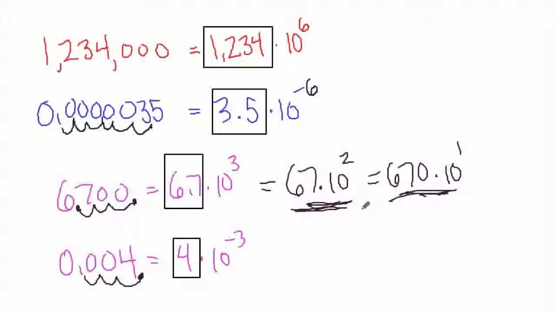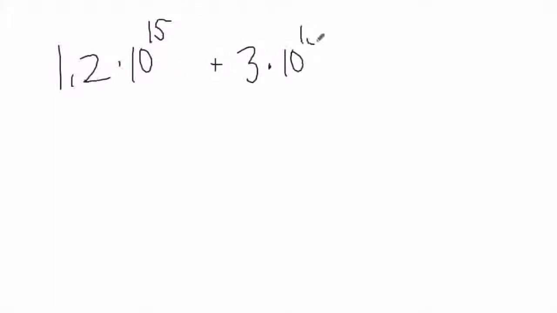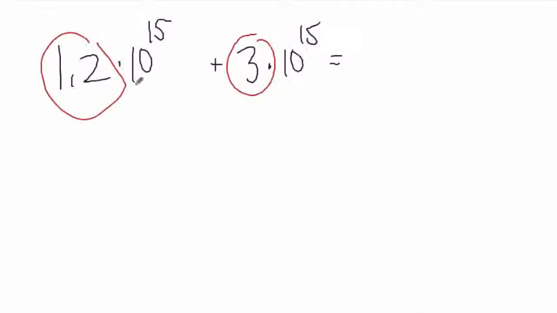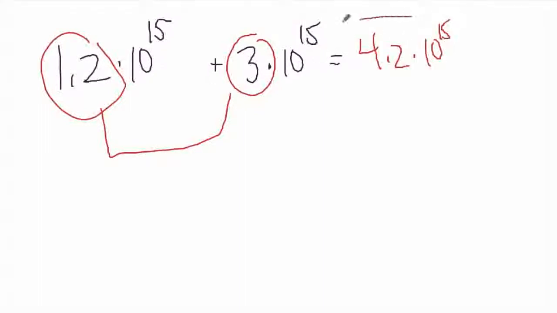Okay, and then once you've got scientific notation down, you can add and subtract big numbers pretty easily. Let me go to a new whiteboard and show you what I mean by that. So if I had like 1.2 times 10 to the 15, that's a huge number, plus 3 times 10 to the 15, all I have to do is focus on the piece in front. Okay, so 1.2, add those pieces together. So 1.2 and 3 adds to 4.2. See that? And that's it.